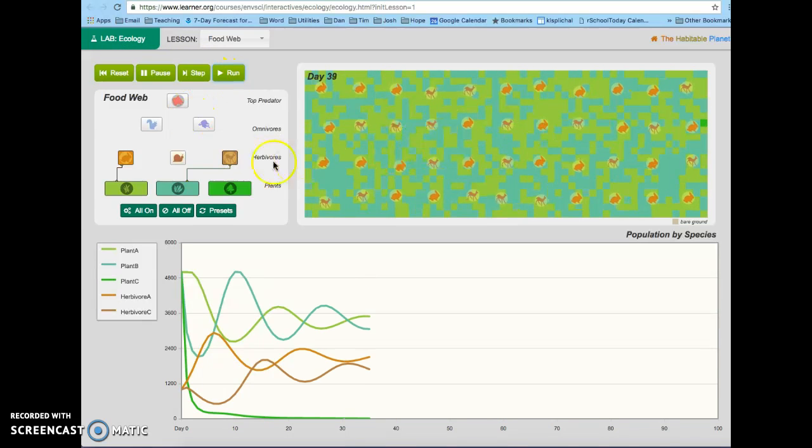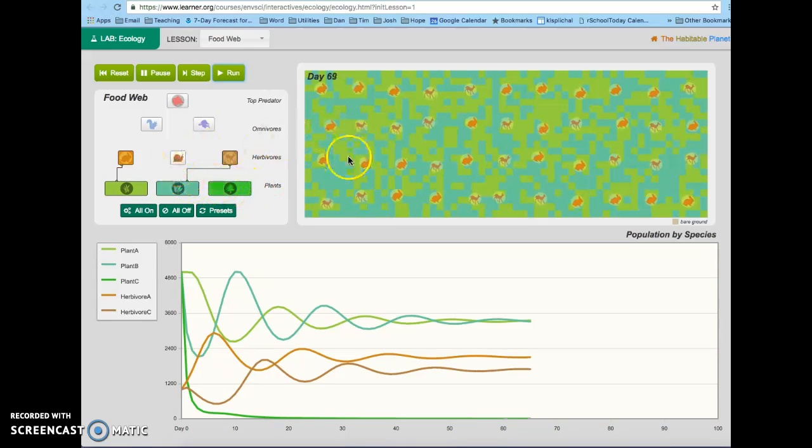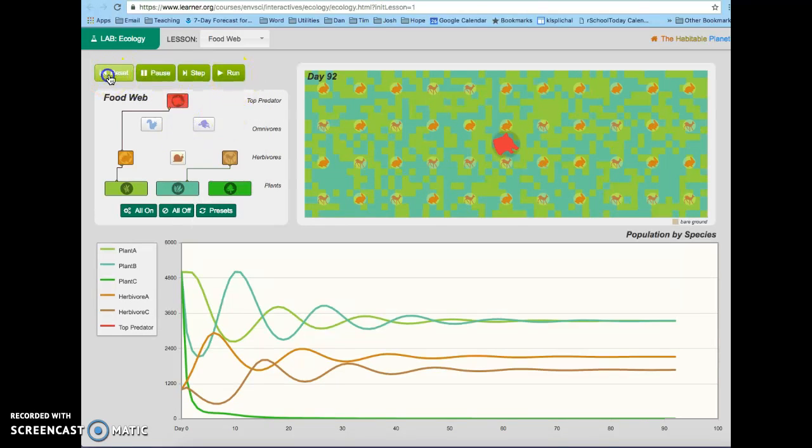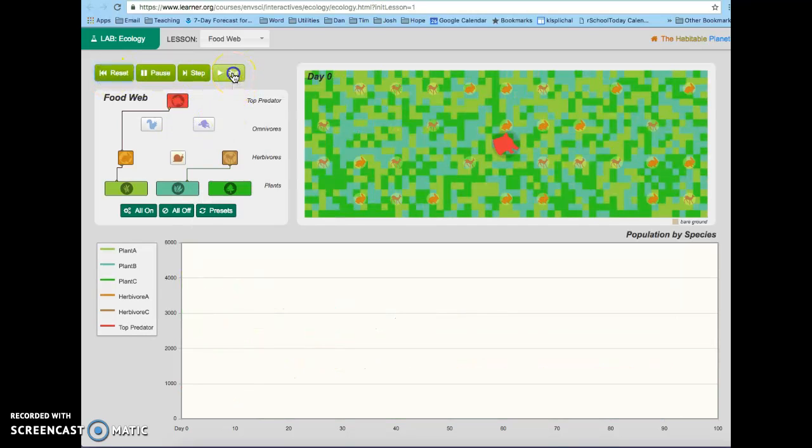And see, here we go. We've got one feeding on one type, one feeding on another. We've got a fairly healthy ecosystem here. So now let's add a predator. We're going to have them eat the rabbits. We're going to reset this and we're going to run with it.